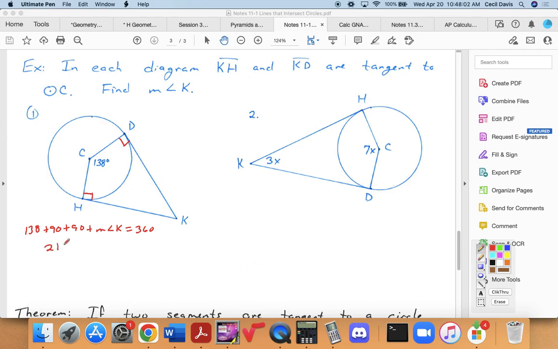Let's see, that's 218 plus angle K is equal to 360. So the measure of angle K is 42. Oh, this is 318. I was like, something's not right here. That's 42.